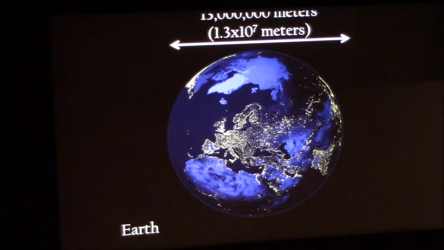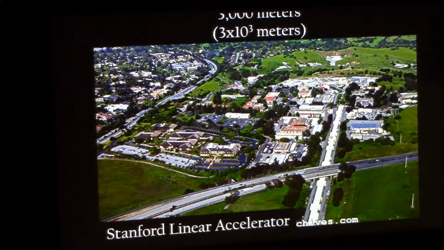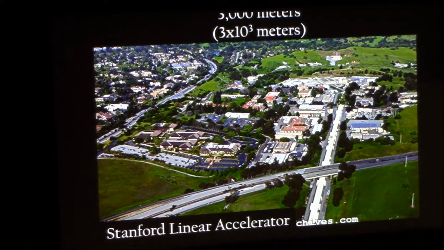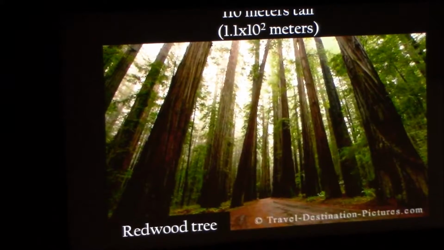And then zooming in, of course, we have the Earth. The diameter of the Earth is 10 to the 7 meters, so about 10 million meters. The height of Everest is about 1,000 meters. The length of Stanford's linear accelerator, which is just up Sand Hill, I recommend you visit if you have the opportunity before leaving this festival, is about 1,000 meters. The height of a redwood tree is 100 meters.